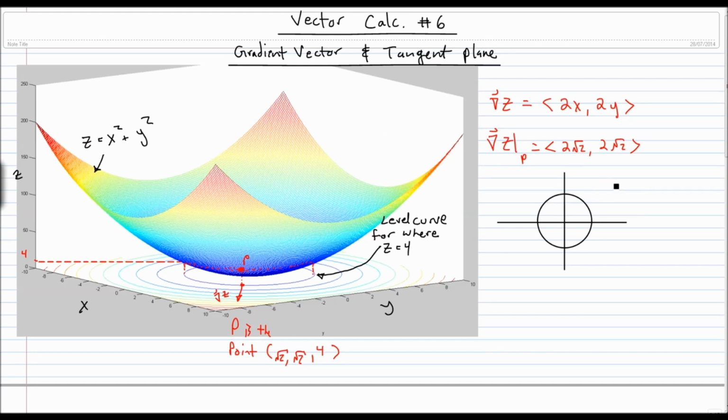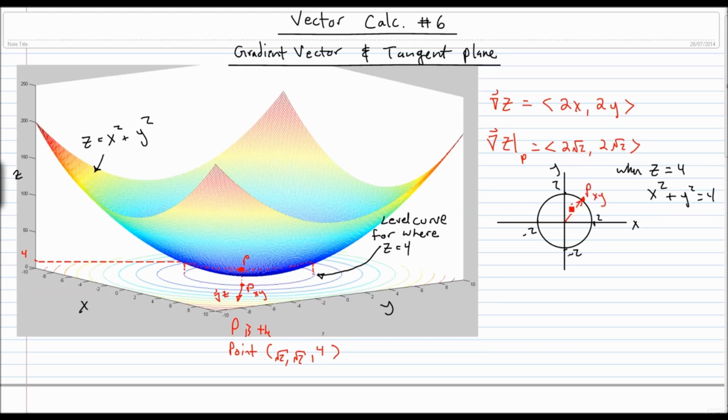The way that I'm going to show that is I'm going to say when z equals 4, we have the level curve x squared plus y squared equals 4. In the xy plane, that's just going to be a circle of radius 2. So where would the point (root 2, root 2, 4) be on this level curve? Well, it's a point right here.